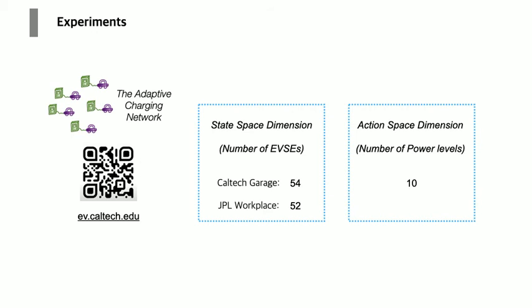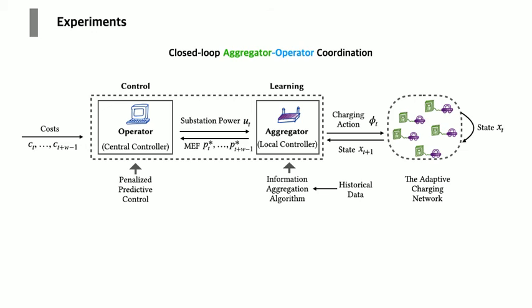So now let's check out how the algorithm works in a real-world application. We consider the adaptive charging network at Caltech, where we have the EV charging data recorded. The key feature of this charging system is that it has about 50 charging stations installed, but the possible charging actions at the aggregator level is only 10. So using the PPC scheme, a system operator can reduce the number of variables in optimization by 80%.